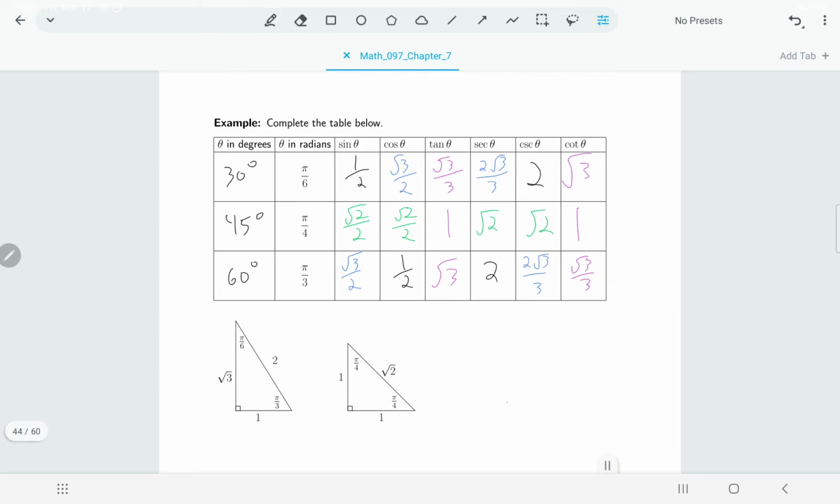So there we go. We filled in our table. We found all of our exact values. And again, using some identities, we were able to sort of speed our way through the table. And now we're going to use these values for 30, 45, and 60 to help us find the exact values for any trig function where it's a multiple of 30 or 45 or 60.